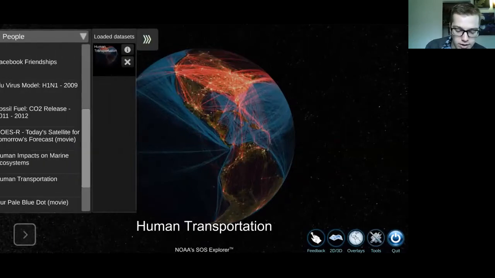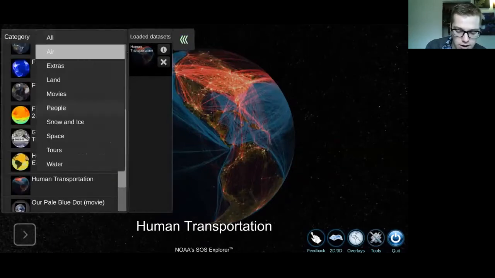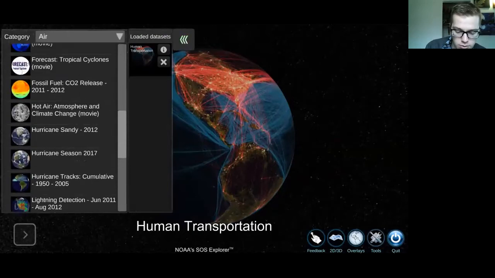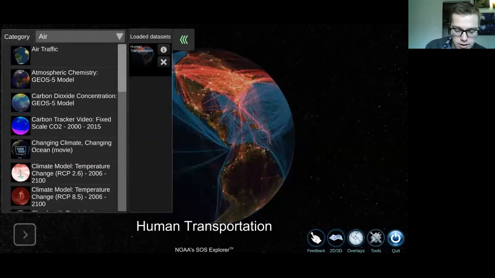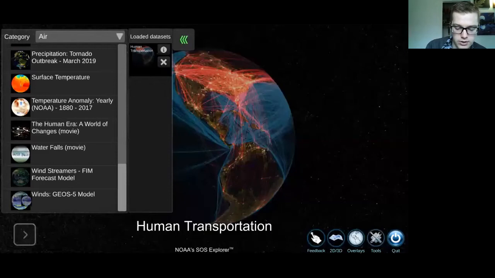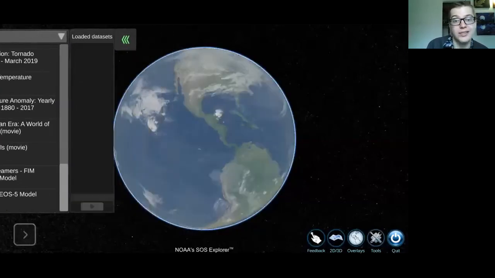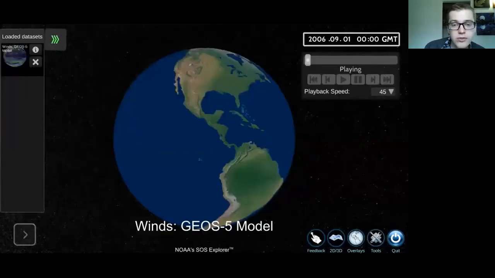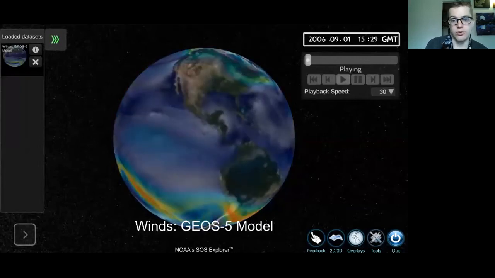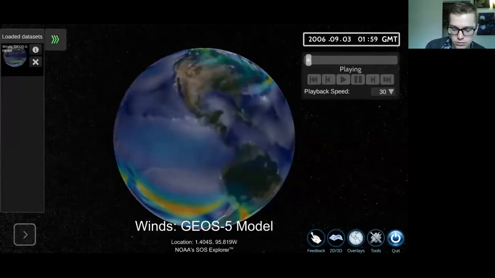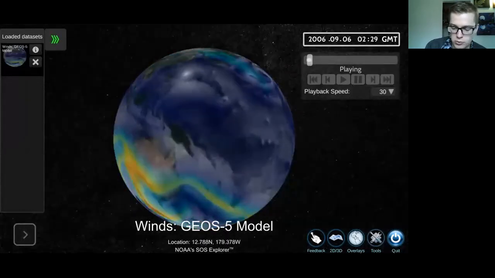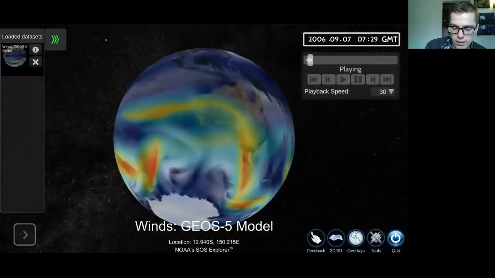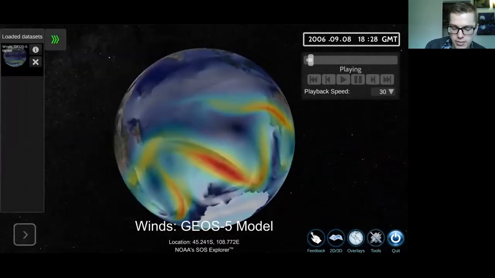So I'm going to be pulling up a data set right here. If we go into the air category, we should be able to pull one up that's related to wind. I'll be able to find it here. All right, so we're able to pull one up that's related to wind, and this one's just called winds. And so this one is going to be showing the wind all over the Earth, which is pretty cool. You can see that there's all of these different winds moving things around the Earth. And these are winds that are higher up in the atmosphere.